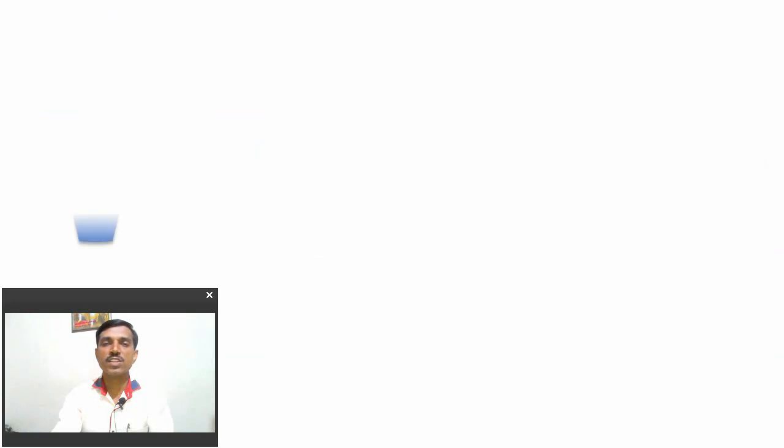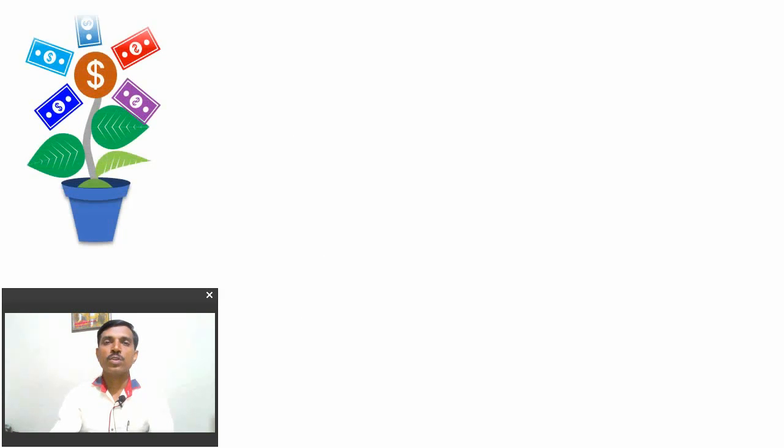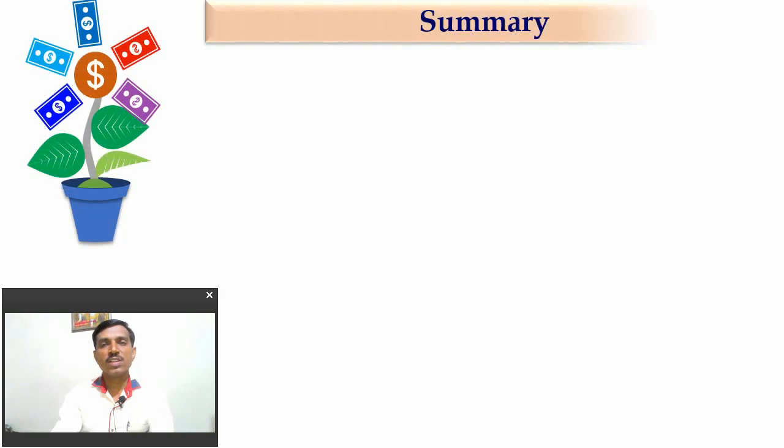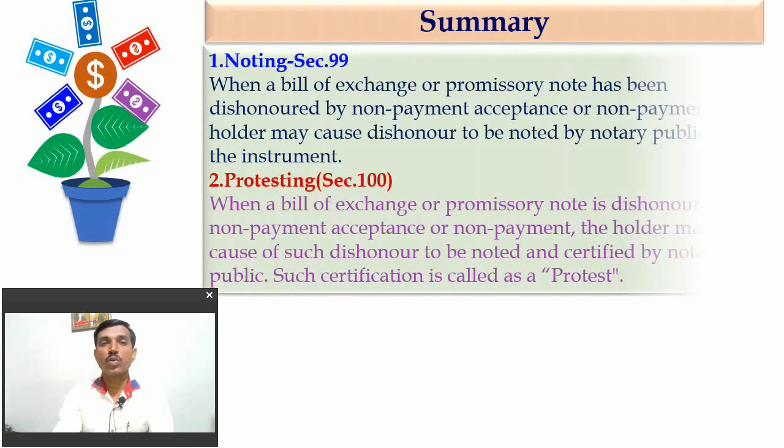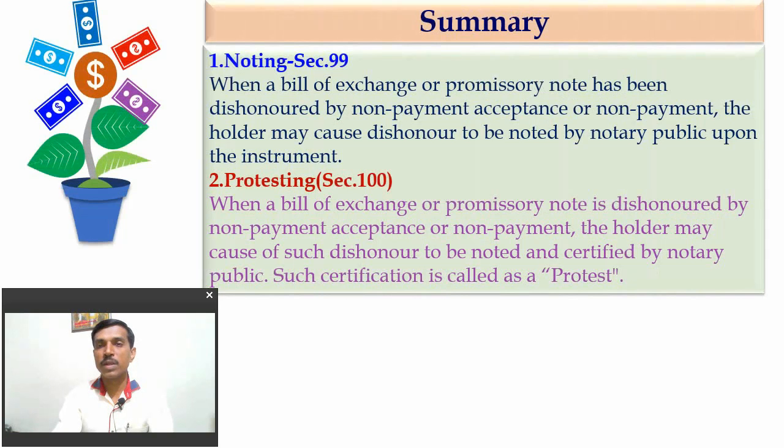This content is necessary into the protest. So what are we looking at in this lecture? Summary of this lecture: we are looking at the noting under section 99. When a bill of exchange or promissory note has been dishonored by non-payment or non-acceptance, the holder may cause the dishonor to be noted by the notary public upon the instrument.